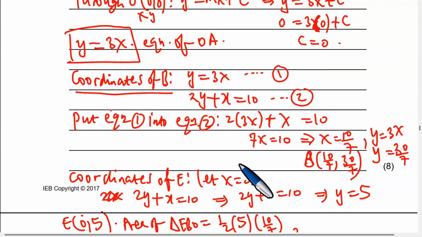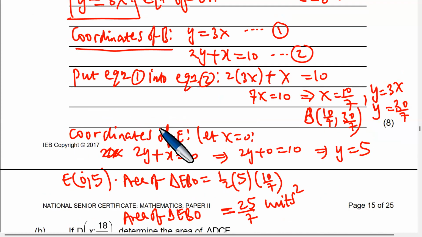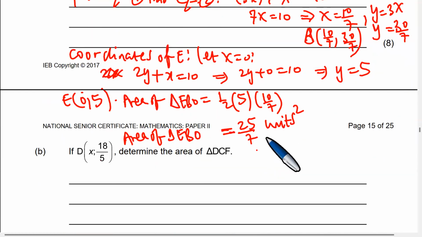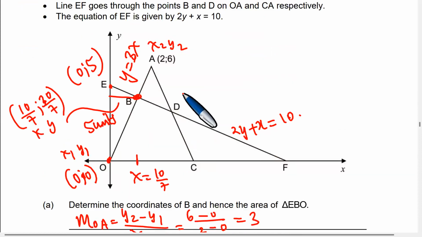The base of the triangle, the triangle is sitting like this. So the base is this side here, from the origin to there, which is 5 units, and the height is the x coordinate, because you progress horizontally. Now we found the area. Now they're giving us the coordinates of D. They're saying the coordinates of D are x and 18 over 5.